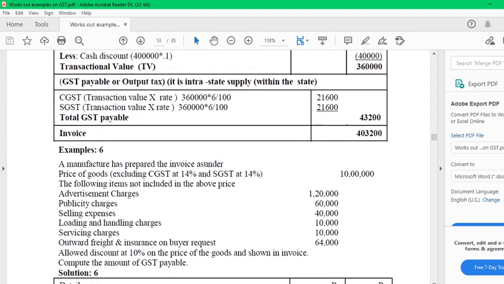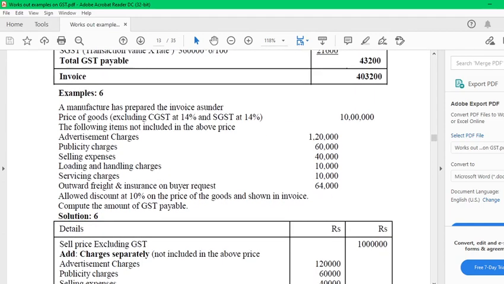Next example relates to a manufacturer who has prepared the invoice with price of the goods excluding CGST 14% and SGST 14%. Therefore, total is 28%, 10 lakhs. The following items are not included in the above price: advertisement 1 lakh 20,000, publicity charges 60,000, selling expenses 40,000, loading and handling charges 10,000, service charges 10,000, outward freight and insurance 64,000, allowed discount 10% on the normal practice. Compute. Very simple.